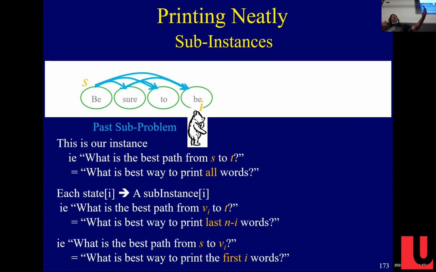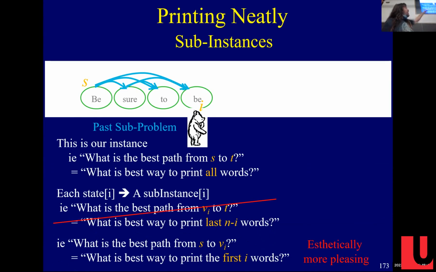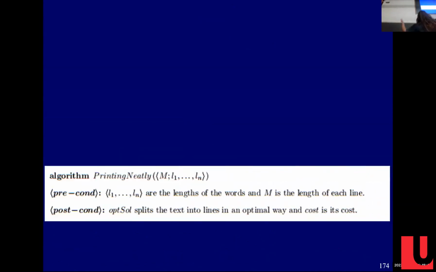We're either going to start this way and solve the past problems, or we're going to start here backwards and solve the future problems. And it doesn't matter, but aesthetically, it feels more natural to go forward, right? So that's what we're going to do. That's going to be our sub-instance: how to print the first i words, right? Does that make sense? That just says aesthetically more pleasing, right? I mean, that's it, but it's all symmetric, right?